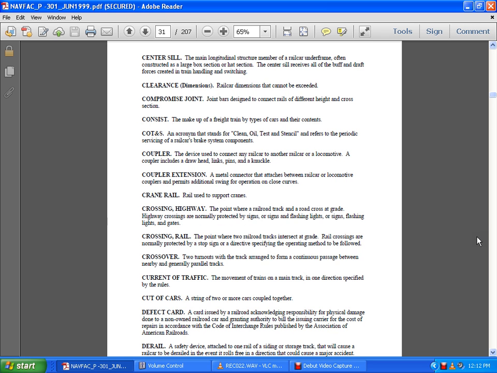A coupler is the device used to connect railway cars. Any rail car or locomotive coupler includes a drawhead, link pins, and knuckles. A coupler extension, a metal connector that attaches the railway car or locomotive couplers, permits additional swing and operation on closed curves. Crane rail, used to support cranes. Crossing highway, the point of a railway road track where a road crosses at grade. Highway crossings are normally protected by signs, flashing lights and gates.